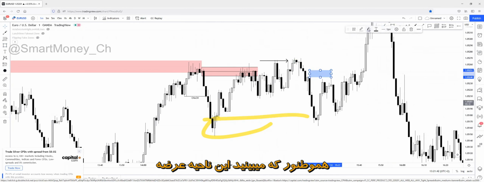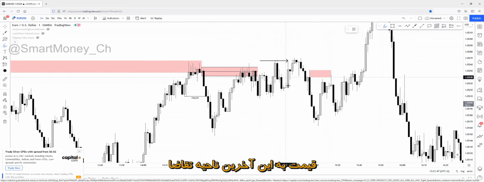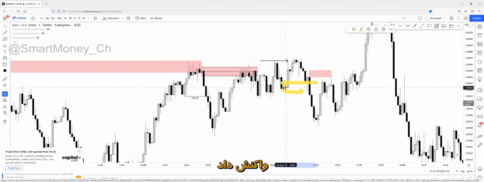Because as you can see, this supply zone has caused the liquidity sweep. Price has just reacted on the last piece of demand right here.